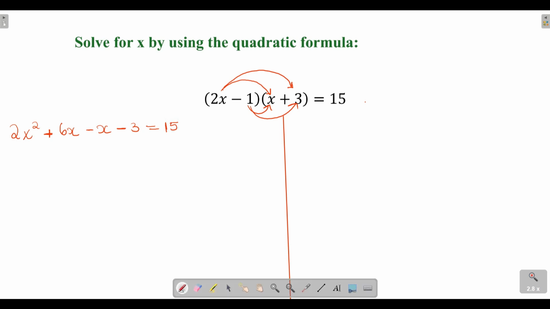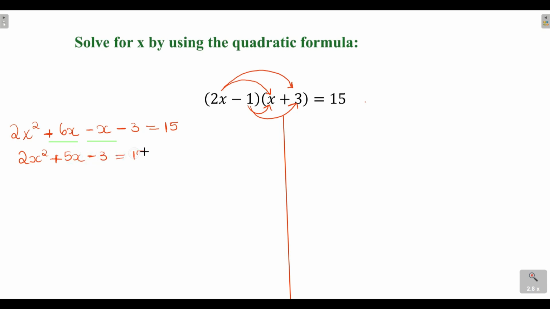Then can we simplify the left hand side any further? We do see that we've got like terms: that positive 6x and that negative x are like terms, so we can add those two values together. So it's going to be 2x squared plus 6 minus 1, which is positive 5x, minus 3 is equal to 15. What do we see? Is this equation in the form of ax squared plus bx plus c is equal to 0? It's not. We're seeing that we've got a 15 on the right hand side instead of a 0.